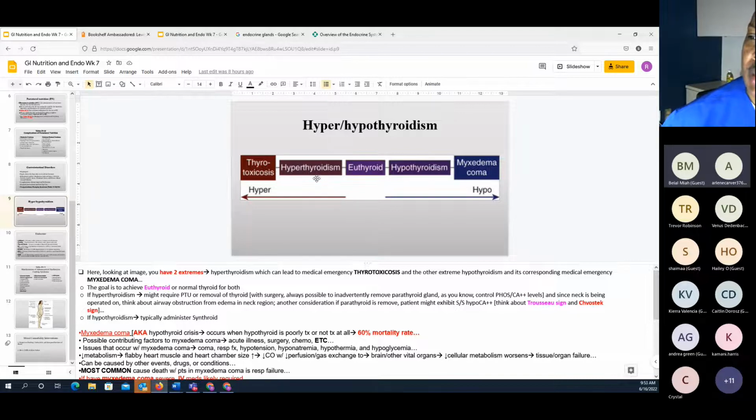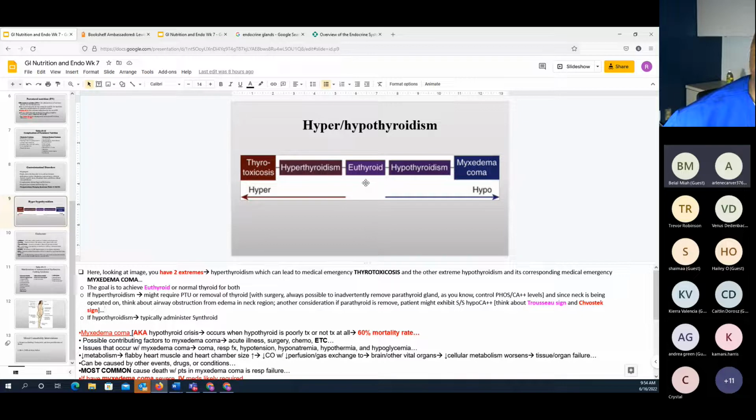When someone has hyperthyroidism, the complication that we think of is what? Thyrotoxicosis. On the other hand, with hypothyroidism, especially people who have undertreated hypothyroidism, they develop a condition called myxedema coma. With both of these conditions, it can lead to respiratory failure. So both can be a really big problem.